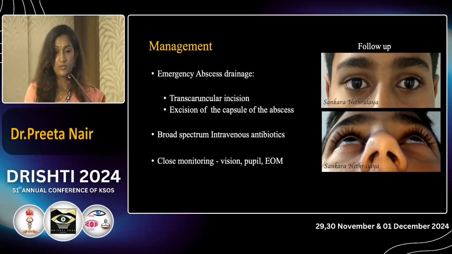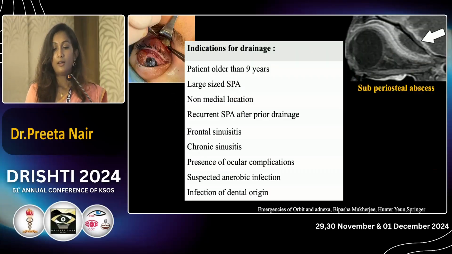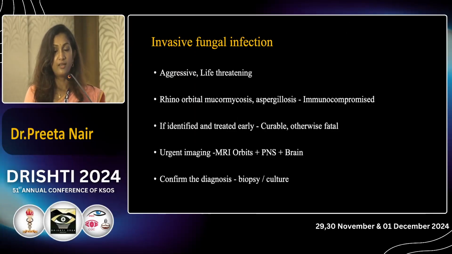The thing you have to keep in mind is that the patient should be kept under close monitoring. The vision, pupil, and extraocular motility have to be checked. These are the indications for drainage. In another case of invasive fungal infection, the patient also presents with similar orbital cellulitis. It's an aggressive, life-threatening condition. If it's identified and treated early, it is curable, otherwise it's going to be fatal. Urgent imaging is recommended, followed by biopsy or culture to confirm the diagnosis.